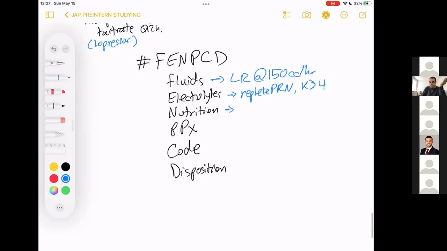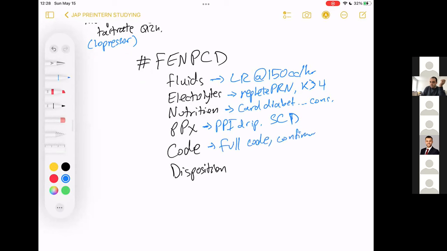Nutrition, this is where you mention the patient needs, I don't know, a cardiac, diabetic diet, consistency. And then prophylaxis, you're going to mention that the patient is on PPI drip, and then SCD for DVTs. And then the code status, you're going to mention patient's full code, and then confirmed by patient or by family or by form, the document, the legal form.